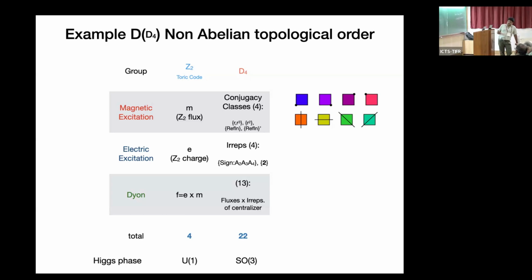What you need to do is actually pick a conjugacy class, pick an element in the conjugacy class, and look at the subgroup that leaves that element invariant. So you get some subgroup, and then you look at the irreps of that subgroup. Those are the charges that can be combined with this particular flux to create a dyon.